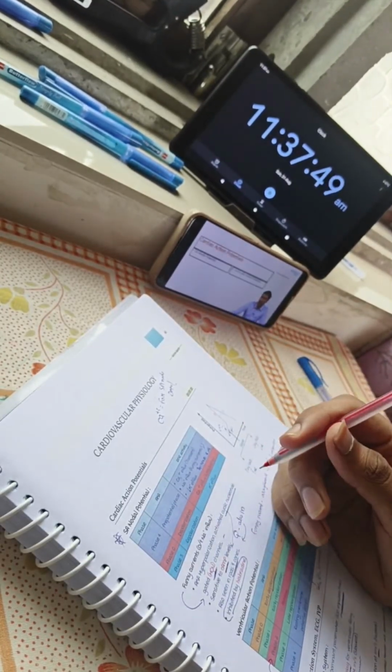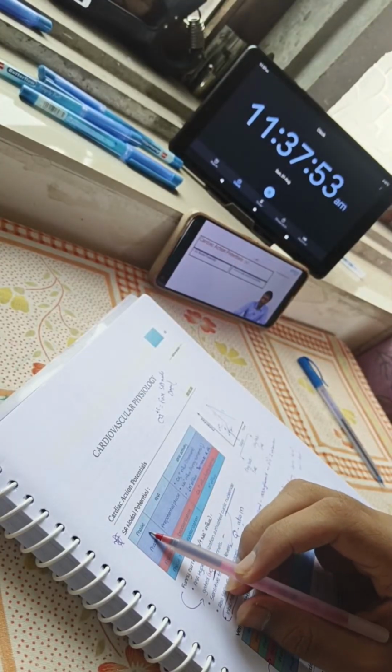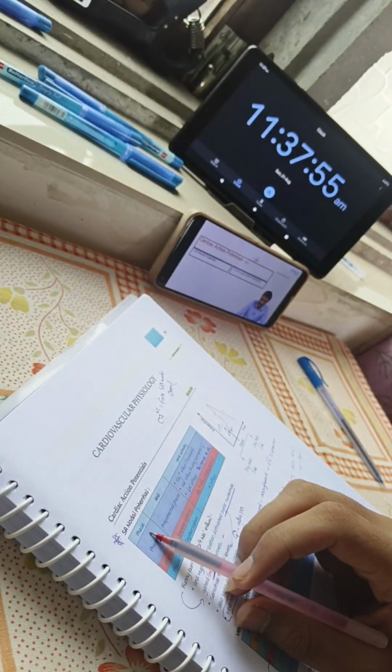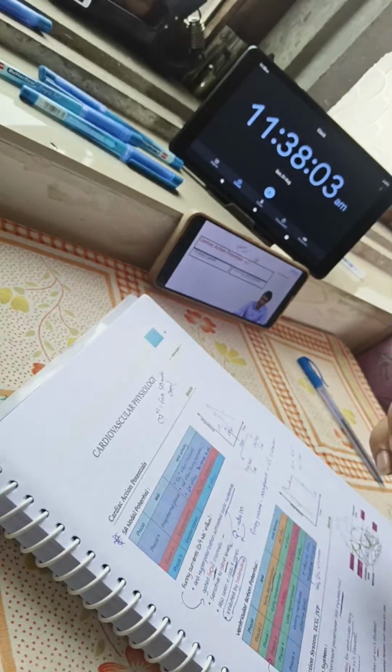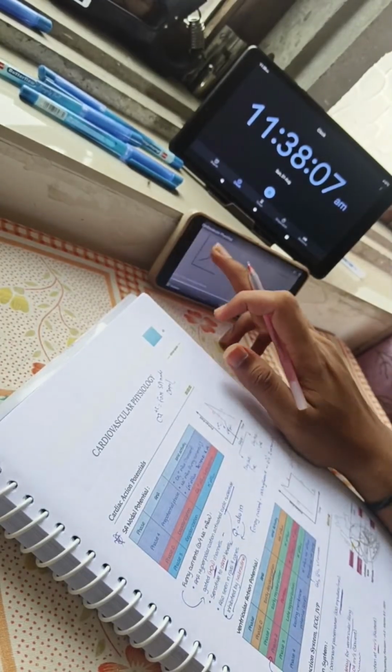First, particularly in the heart, potentials are important. Two potential topics, very important image-based questions asked many times. First is the SA nodal potential, second is the ventricular action potential. The questions are definitely going to come from here on the name of these phases and also the ions responsible for these phases. Let's see one by one. First, SA nodal potential.